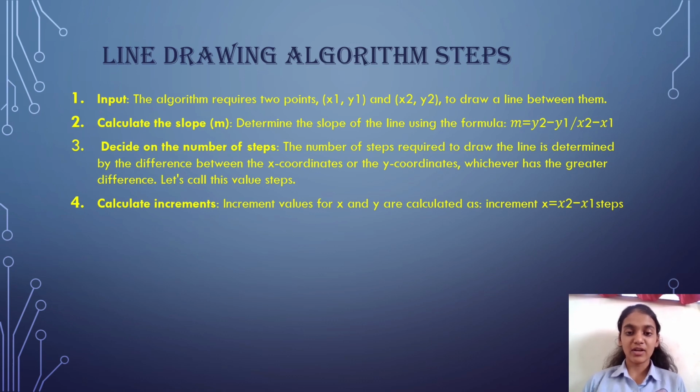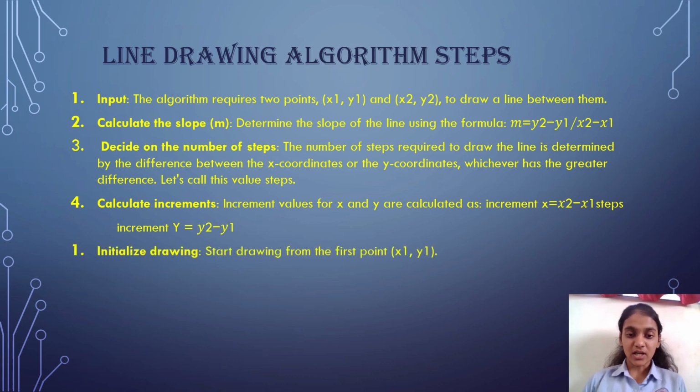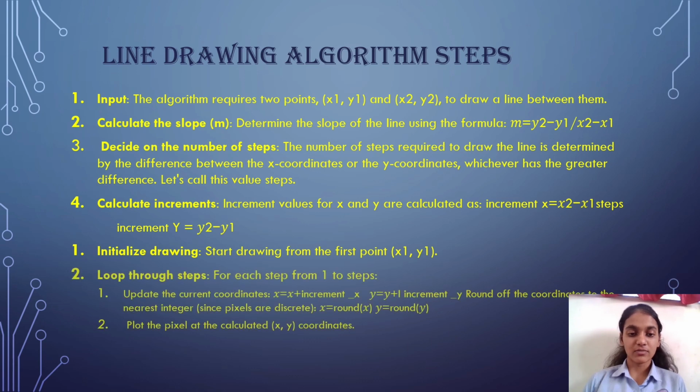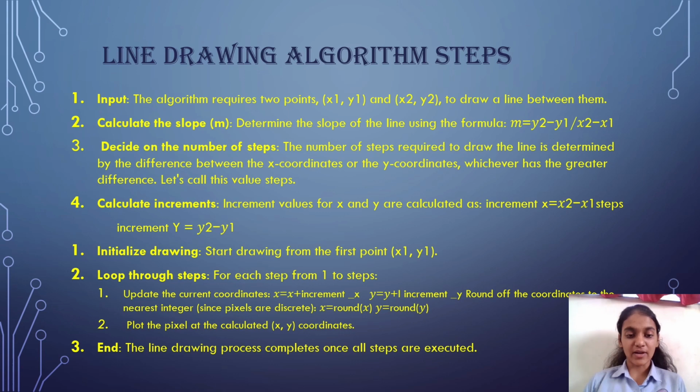Calculate increment. Increment value for x and y are calculated as increment x is equal to x2 minus x1 divided by steps, increment y is equal to y2 minus y1 divided by steps. Initialize drawing. Start drawing from the first point x1 and y1. Loop through steps. For each step from 1 to steps, update the current coordinates: x is equal to x plus increment x and y is equal to y plus increment y. Round off the coordinates to the nearest integer, so x is equal to round of x and y is equal to round of y. Plot the pixel at the calculated x, y coordinates. The line drawing process completes once all the steps are executed.